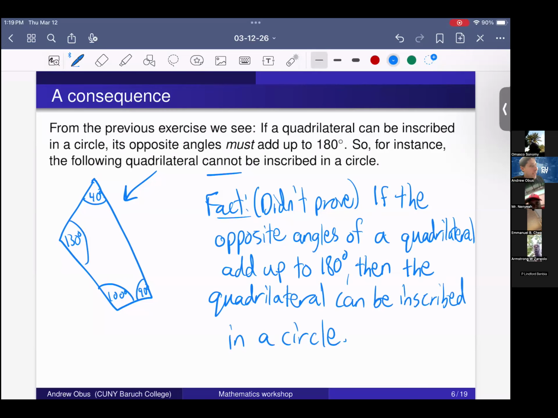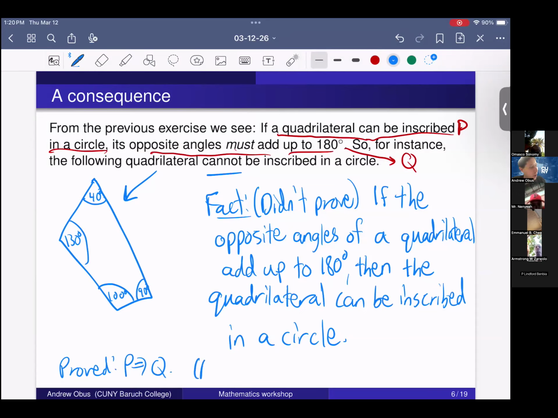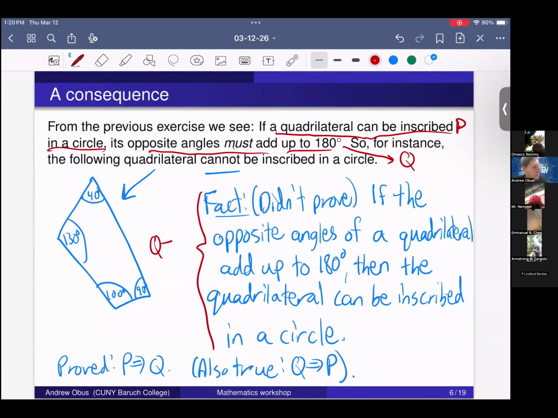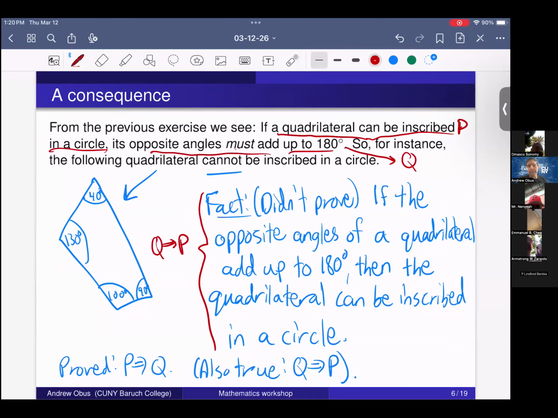Okay. And what we're really seeing is that we can think of this in terms of logic, right? We did logic before. So if a quadrilateral can be inscribed in a circle, we can call that statement P, and then the opposite angles add up to 180 degrees, we could call that statement Q. Then, in fact, we proved that P implies Q. But it's also true, although not automatic, that Q implies P. So what we actually get is P if and only if Q, because the implication is true in both directions. So this statement right here is Q implies P.